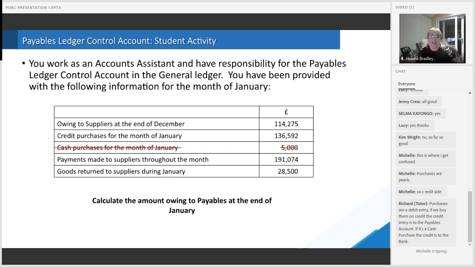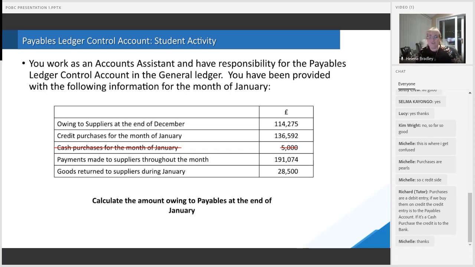But guys, for now, if I can ask you just to try and work out what you think the balance carried down is on this account. And when you've got the figure, guys, please feel free to post it. And don't worry, it's not a test. If we don't get it quite right, that's absolutely fine.